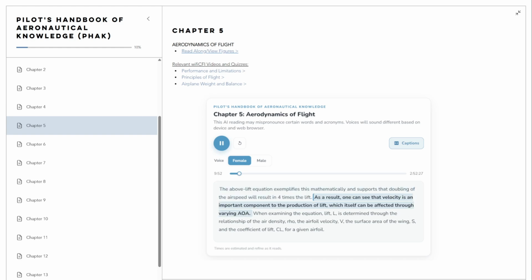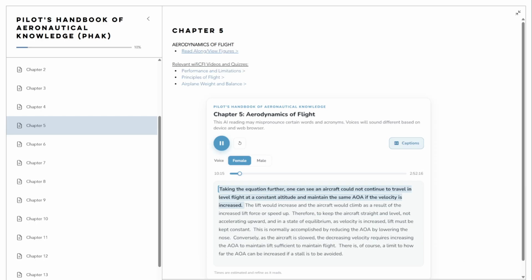As a result, one can see that velocity is an important component to the production of lift, which itself can be affected through varying AOA. When examining the equation, lift, L, is determined through the relationship of the air density, ρ, the airfoil velocity, v, the surface area of the wing, s, and the coefficient of lift, Cl, for a given airfoil.